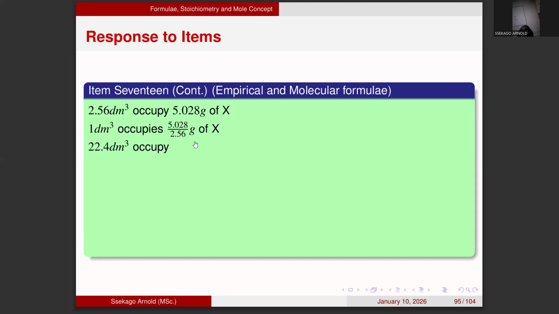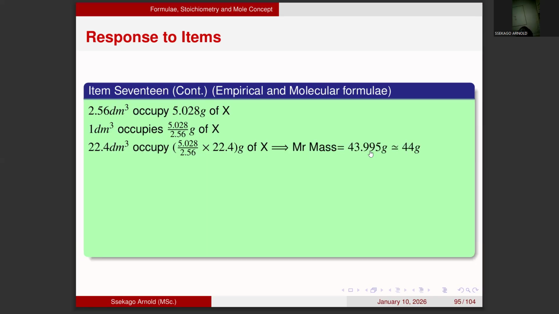What of the standard? Now you may ask me why the standard now. The standard represents 1 mole, and 1 mole is molecular mass. The standard will occupy 5.028 over 2.56 times 22.4, and calculating this will obtain 43.995, which is approximately equal to 44 grams.